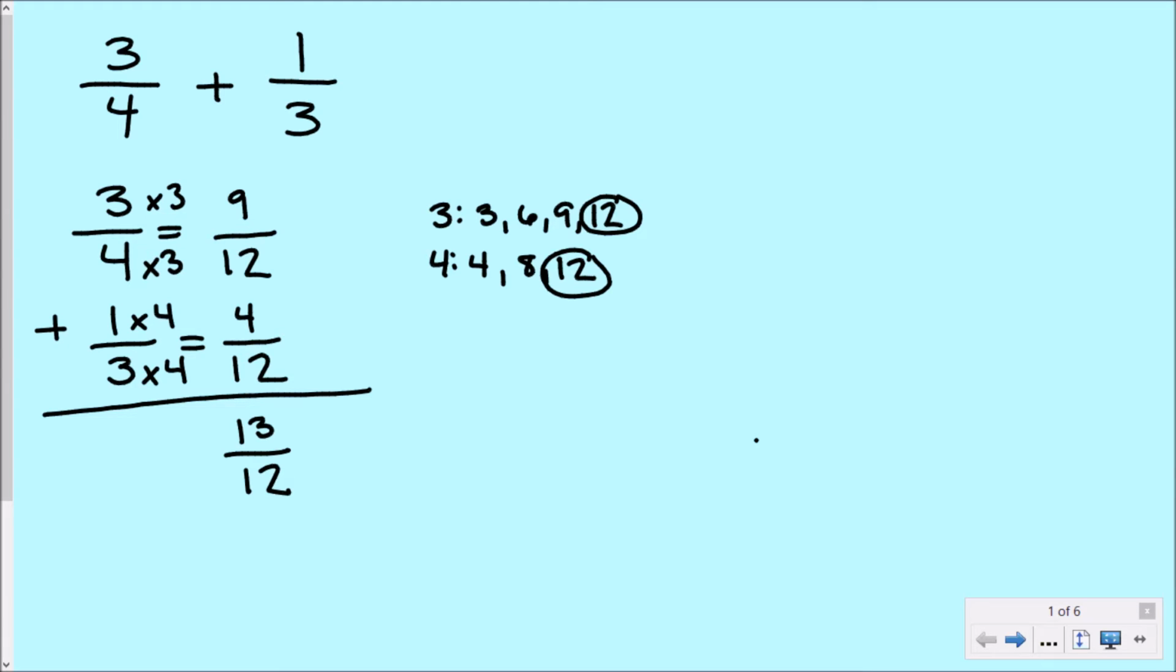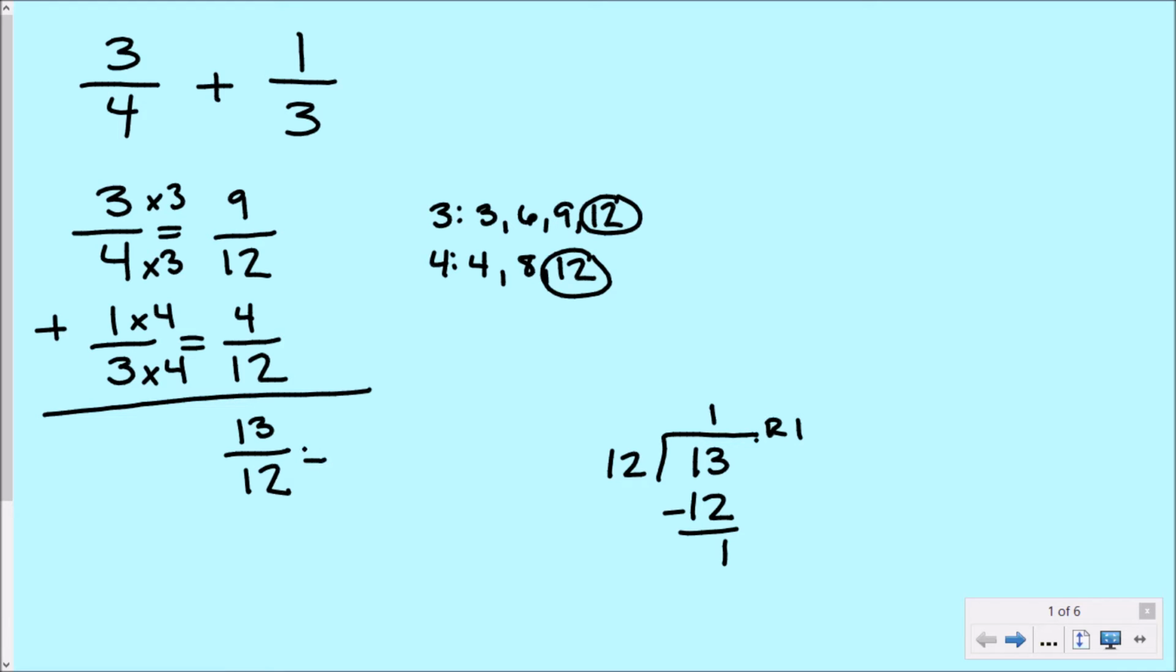A lot of the time you'll be asked to turn your improper fractions into mixed numbers. Now that's a lesson in itself, but as a quick refresher, in order to turn an improper fraction into a mixed number, you pretty much turn that fraction into a division problem. So we're going to have 13 divided by 12. 12 goes into 13 once. So 13 minus 12 is 1. So we get a remainder of 1.